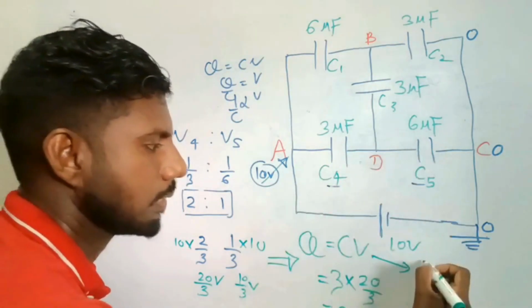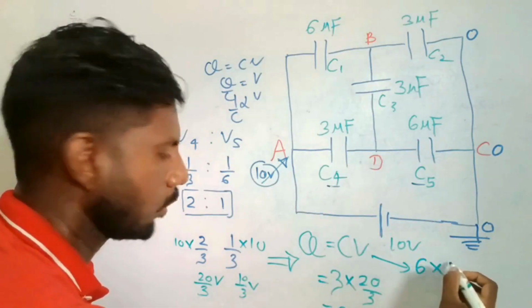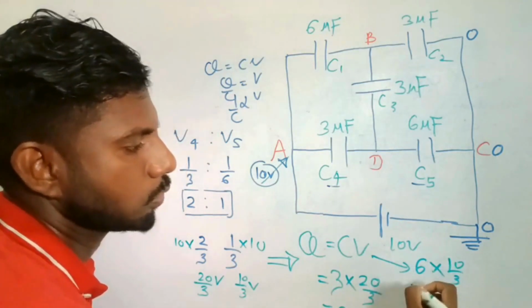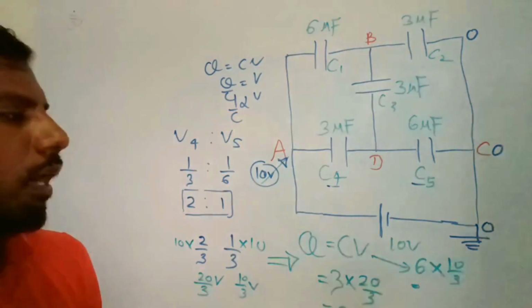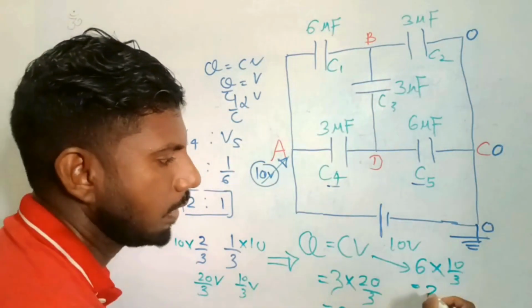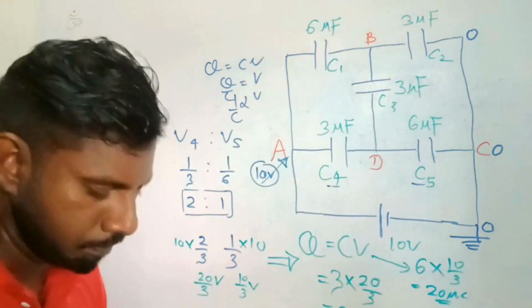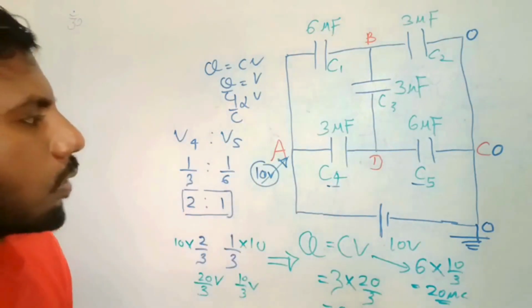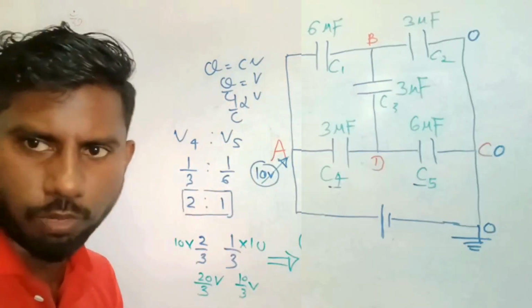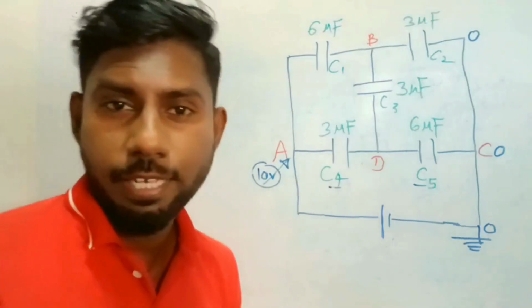So C is 6 microfarad, that into 10 over 3. So we get 6, 20 again, 20 microcoulomb. It must be equal. These two are in series anyway. So it's 20 microcoulomb for C4 and C5. Now let's move into the other 3 capacitors.